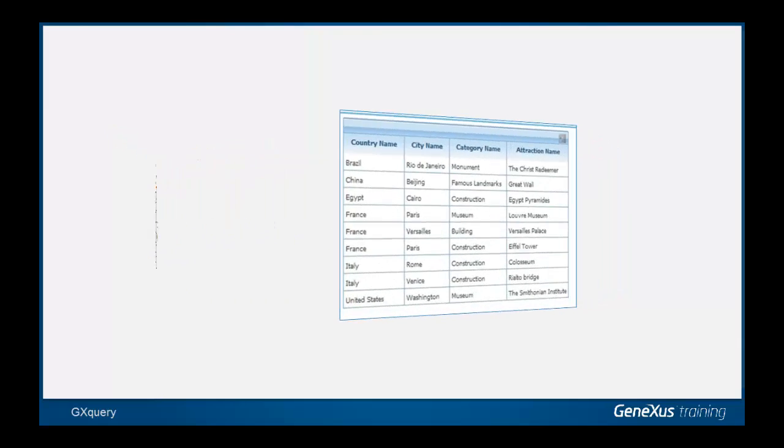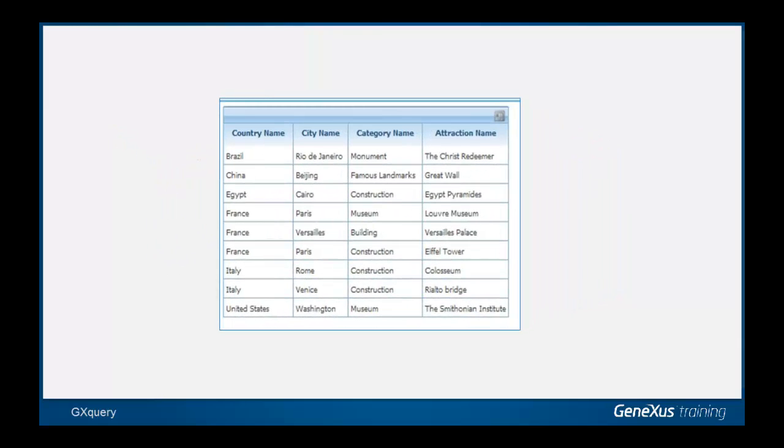By using the GXquery web console, we will define a query to show all the tourist attractions on a table. For each attraction, we want to have its name, category, meaning if it's a monument or museum or other, and the corresponding city, and country.